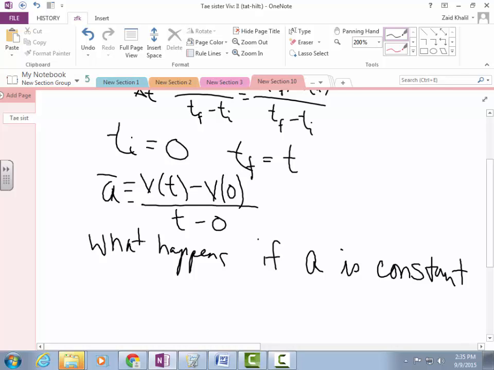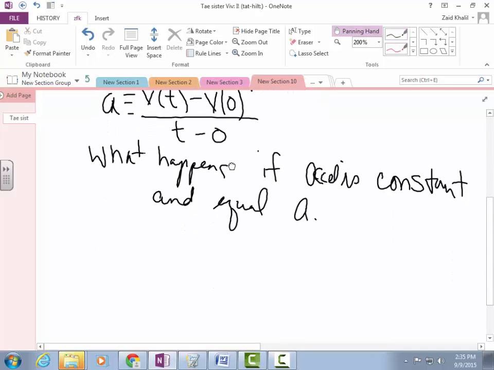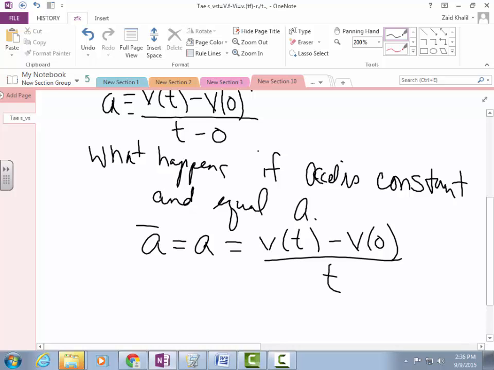So what would happen if acceleration is constant? Then the average acceleration equals the acceleration A. In other words, if acceleration is constant and equal to A, then we have that A bar equals A. But of course, A bar is equal to V of t minus V of 0 over t, which tells you that V of t is a linear function of time.